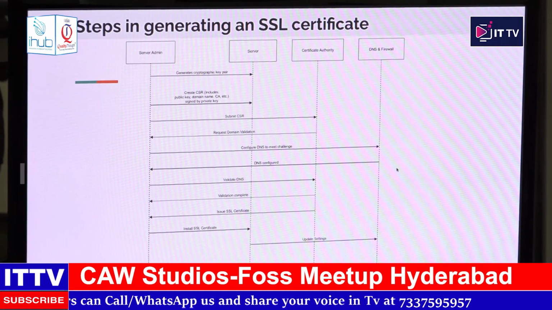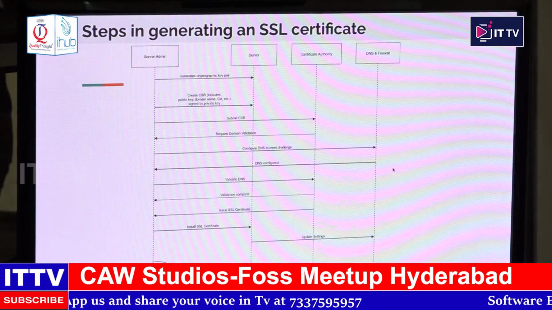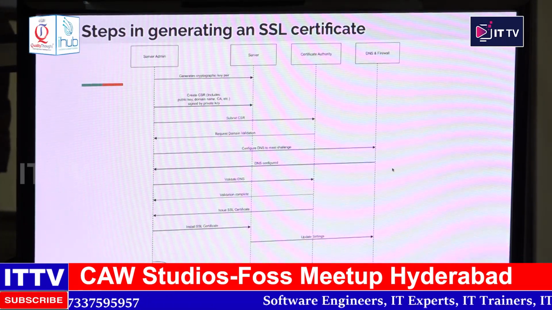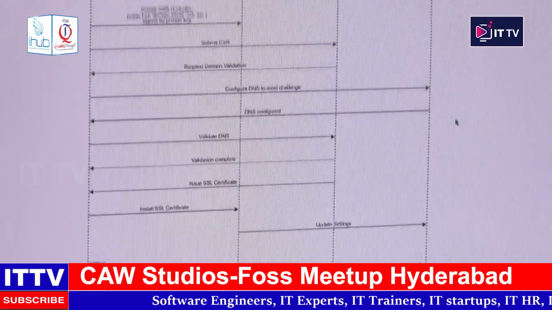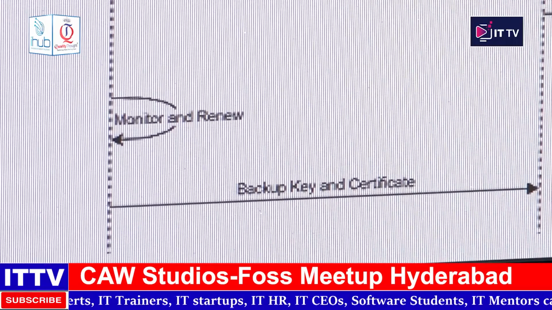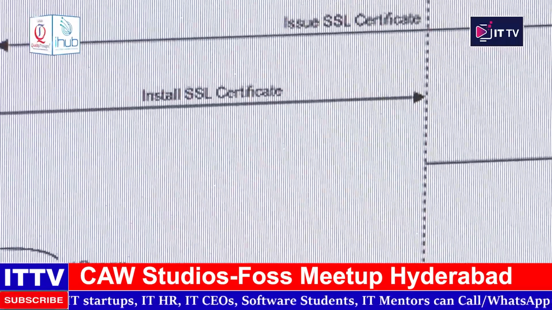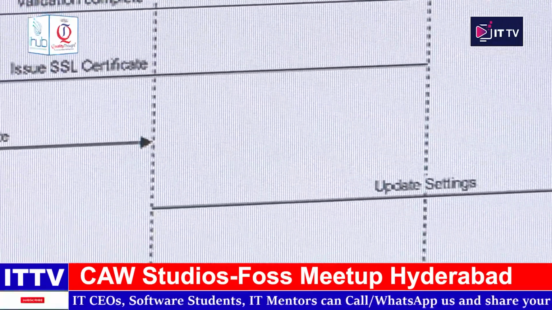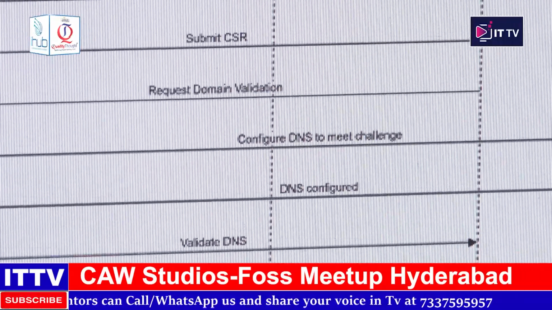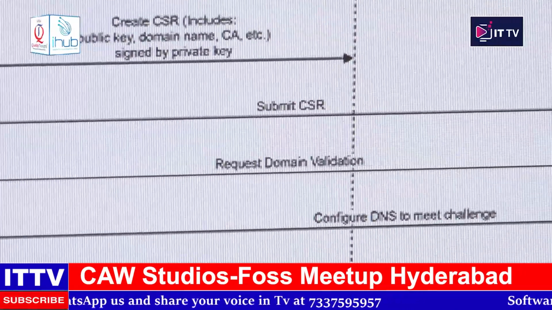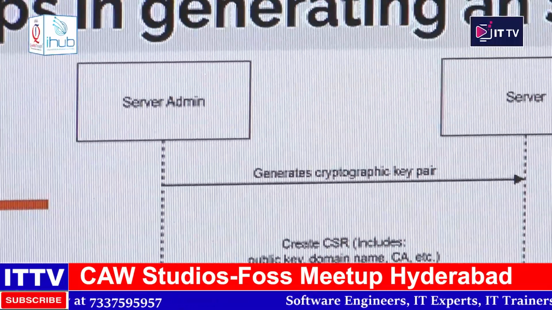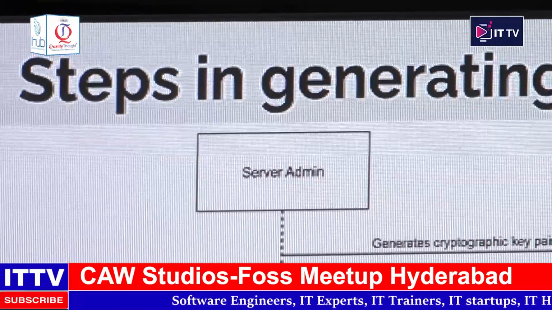Okay, cool. So the first step is the server admin, or me. I will try to generate a cryptographic key pair. It's basically a public and private key which I generate on my server. Using that public and private key, I create a CSR file, which will include contents such as my public key and my domain name for which I want to generate the SSL certificate. It could be saichander.com or any other website that you already own.